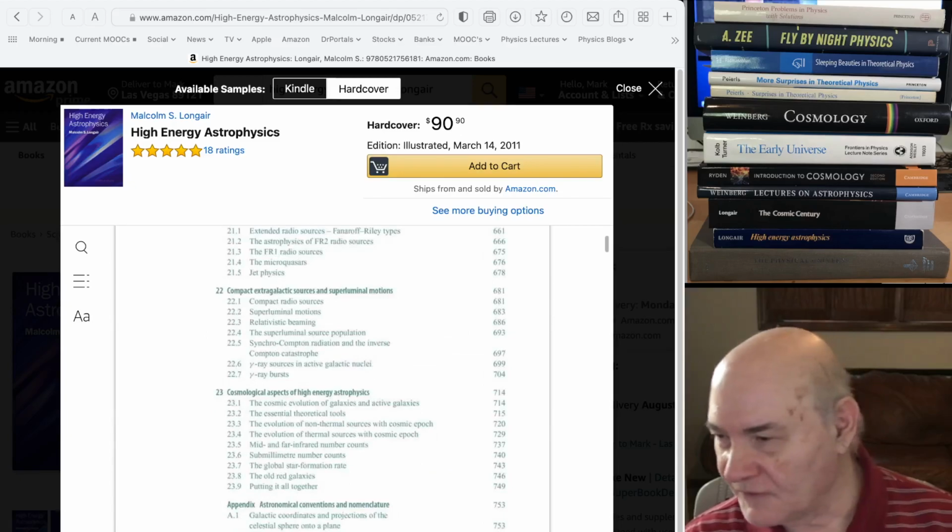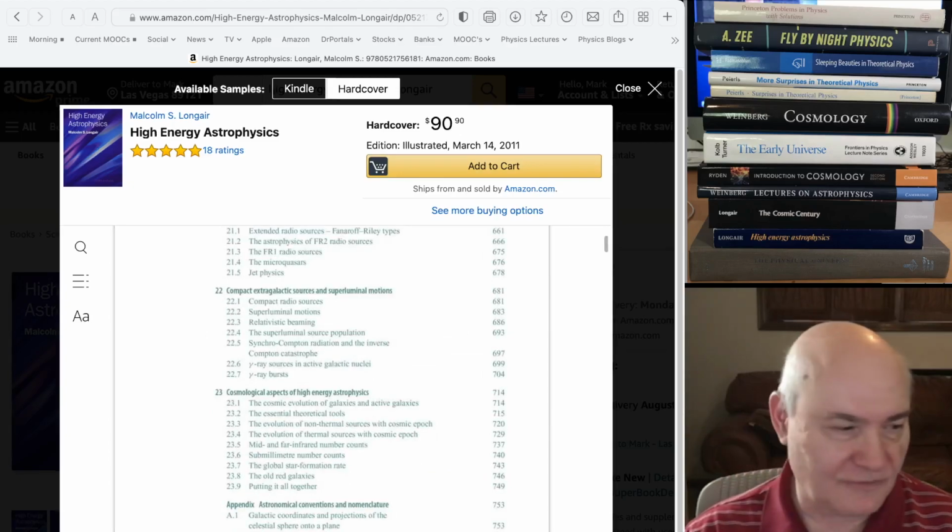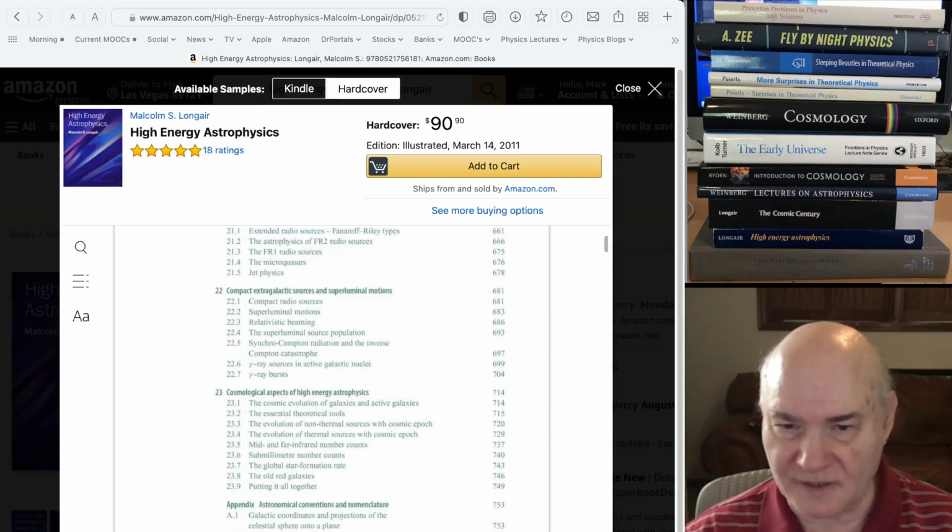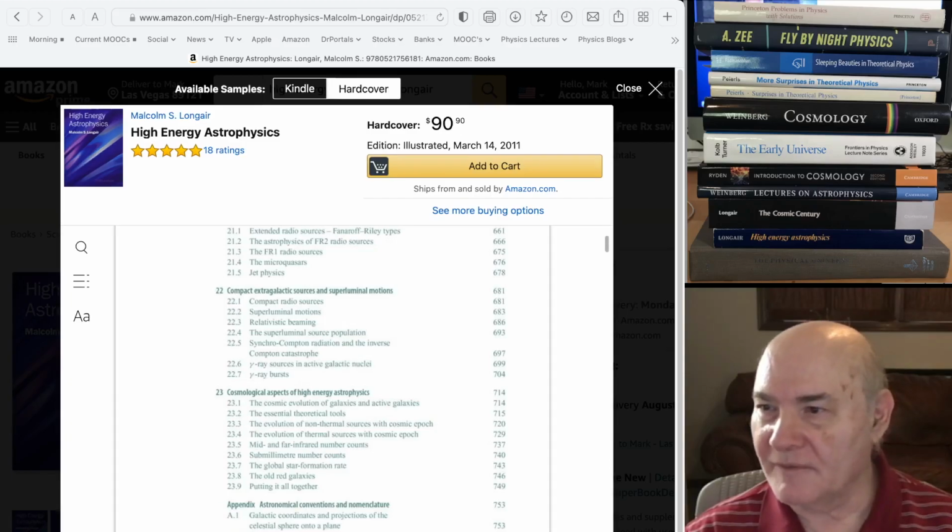And like I said, it's expanded tremendously. My book only has about 500 pages. This is up to 800. So I recommend this book.